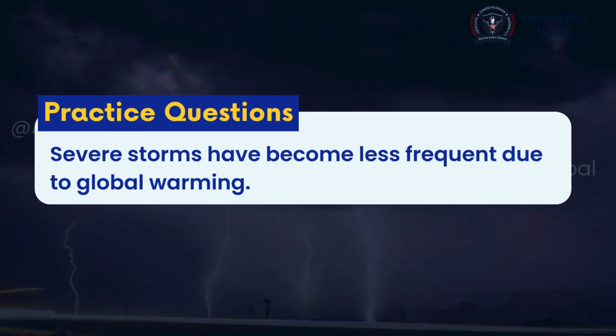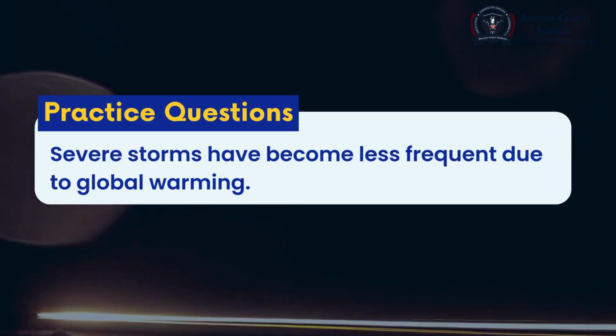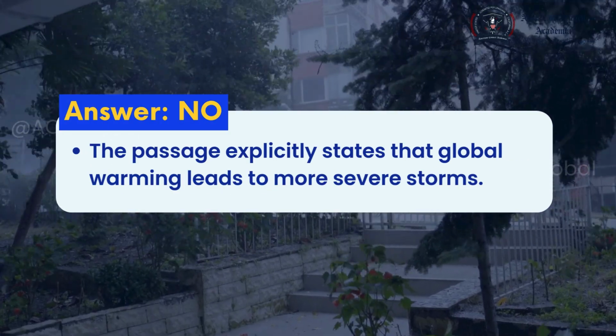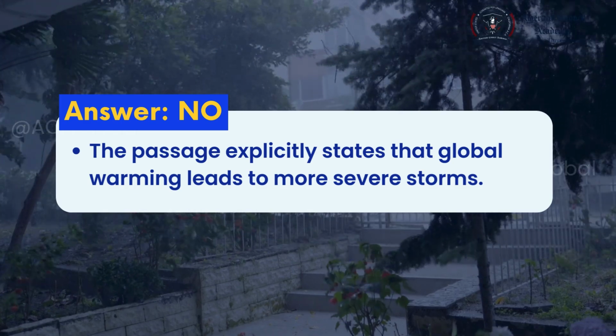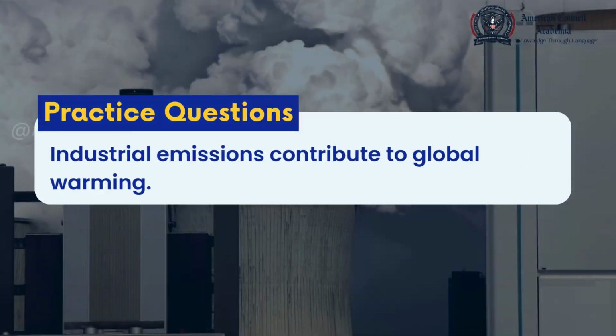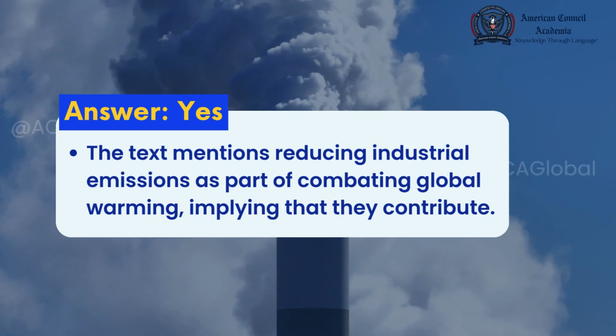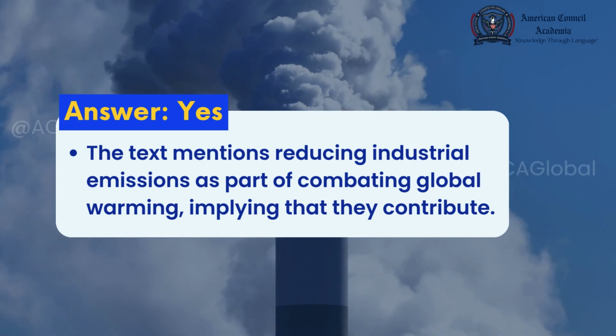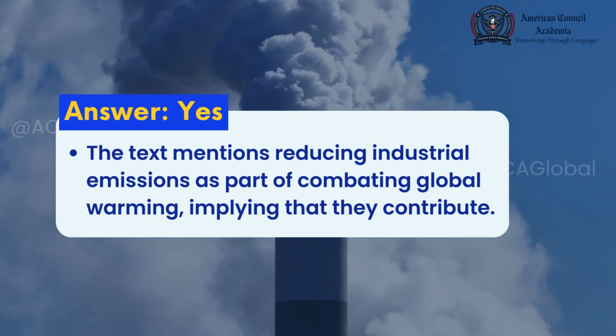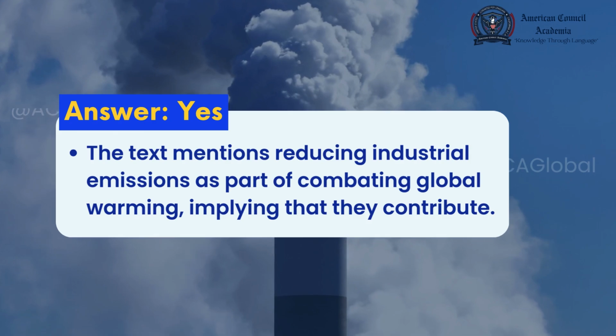Severe storms have become less frequent due to global warming. Answer. No. The passage explicitly states that global warming leads to more severe storms. Industrial emissions contribute to global warming. Answer. Yes. The text mentions reducing industrial emissions as part of combating global warming, implying that they contribute.